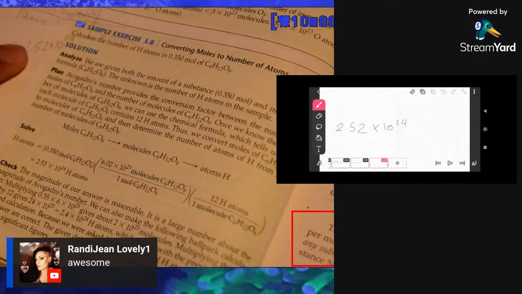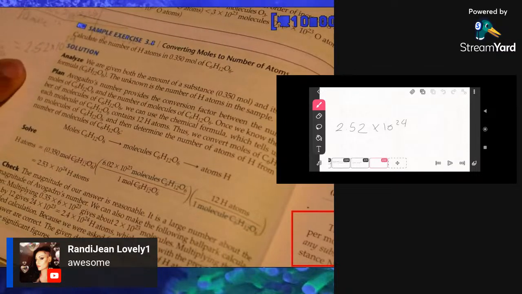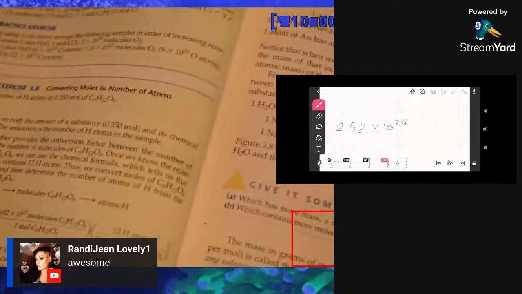But that's the answer right there. In the book, they got 2.53 times 10 to the 24 hydrogen atoms. I got 2.52. If I would have gotten the remainder of the numbers, I would have probably rounded up, but I didn't. So that's where I got. But anyways, let's go to the next one.